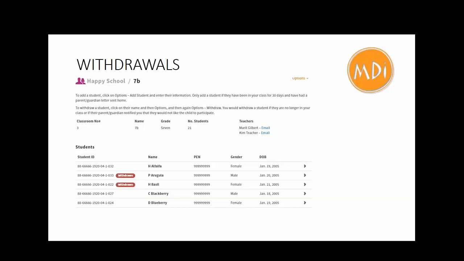And since I'm on the topic of withdrawals, if you in your class list see a little red button right next to one of your students, that means that the parents have contacted us and we have already withdrawn the student. So that's just what it will look like for you.